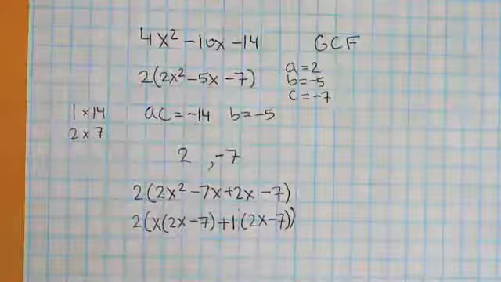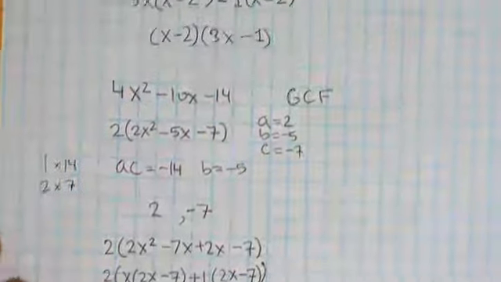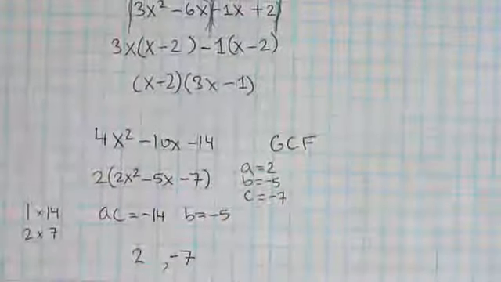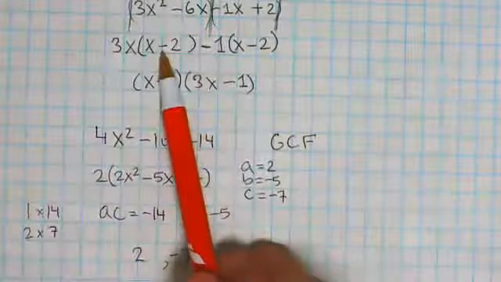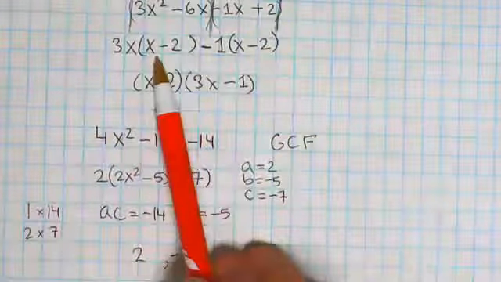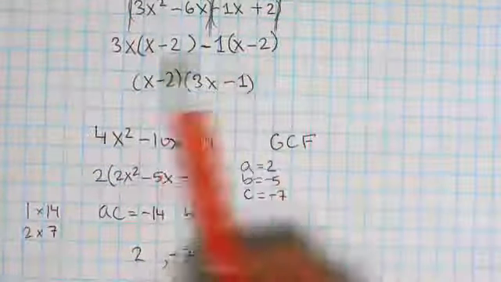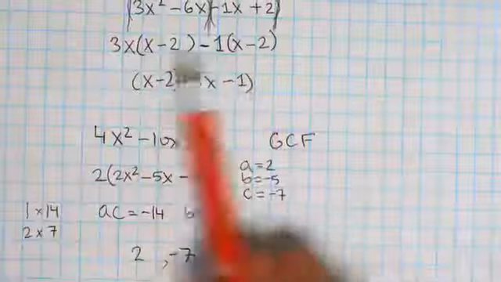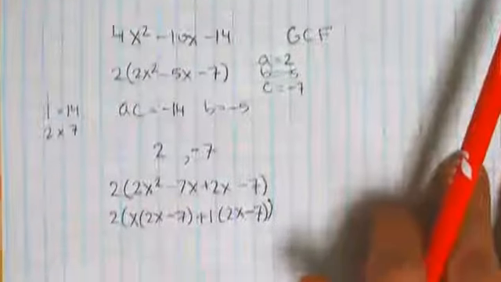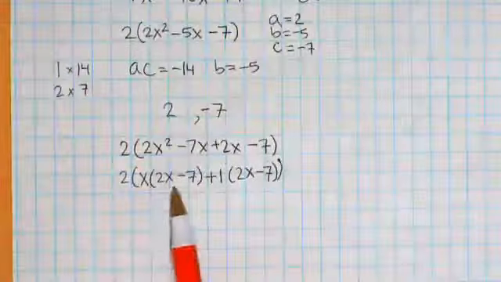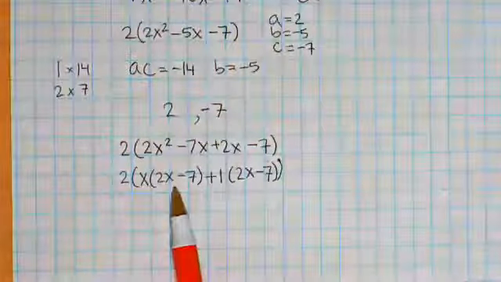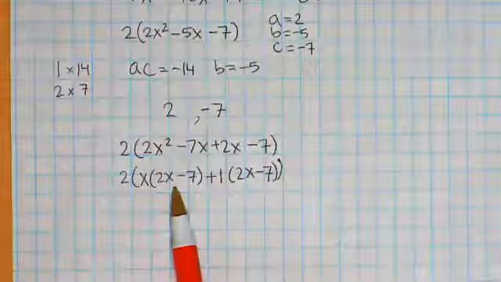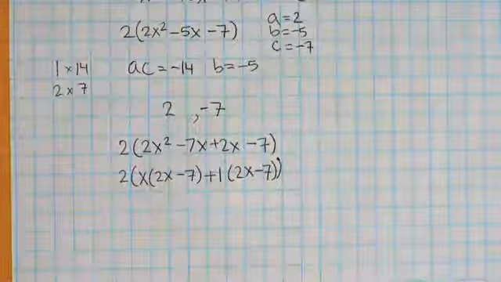But look at what's happened here. And this is just like the previous problem. This is what you're going to want to watch out for. Every time you do this, if you've done it correctly, you're going to end up with 2 sets of parentheses that have the same thing sitting there. In the previous problem, it was x minus 2. In this one, not quite as pretty, but it's 2x minus 7. And then we need to pull our 2x minus 7 factor out.